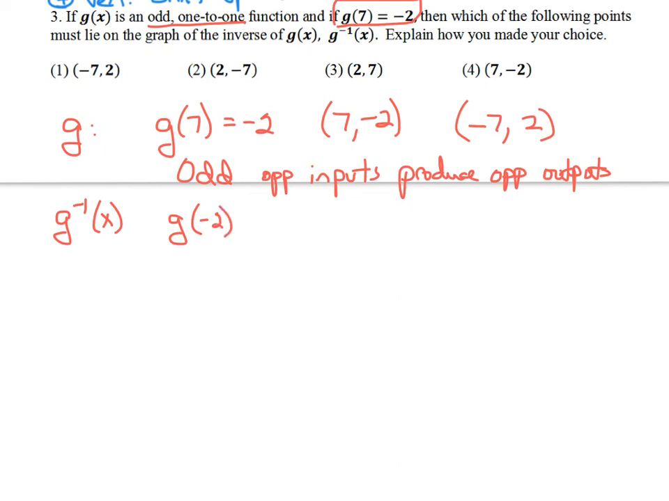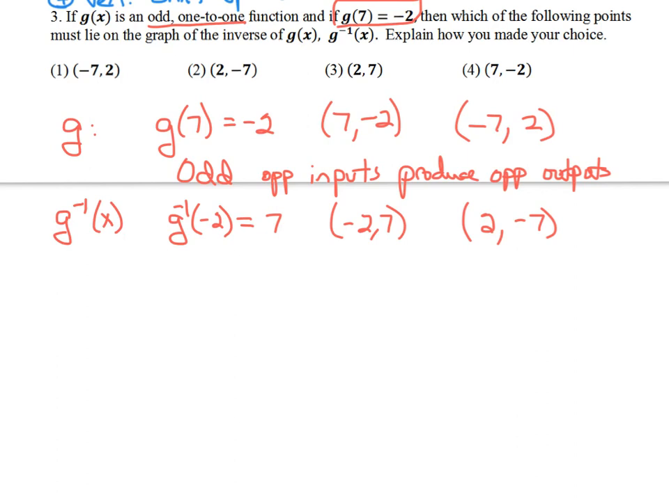So g inverse of -2 would equal 7. That means that the point (-2, 7) would be on my inverse graph. But because it's an odd function, opposite inputs give me opposite outputs. I could take the opposite of the x and the opposite of the y and get another point that's also on the inverse. So when I'm looking at the choices, I can look for either this one or this one to be an answer for my inverse function.